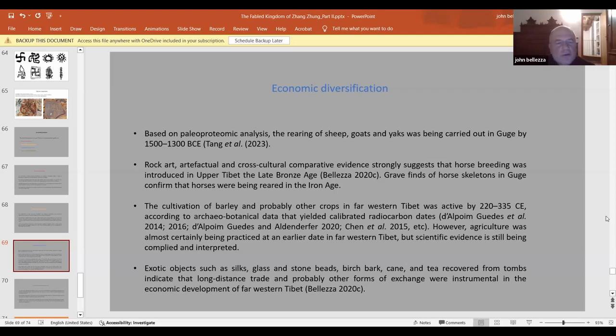However, agriculture was almost certainly being practiced at an earlier date in far western Tibet, but scientific evidence is still being compiled and interpreted. Exotic objects such as silk, glass and stone beads, birch bark, cane, and tea recovered from tombs indicate that long-distance trade and probably other forms of exchange were instrumental in the economic development of far western Tibet.